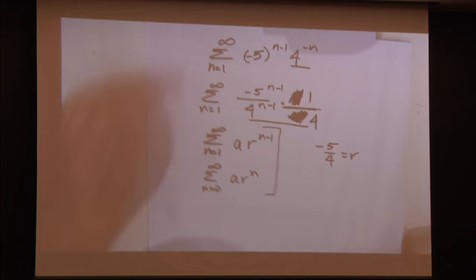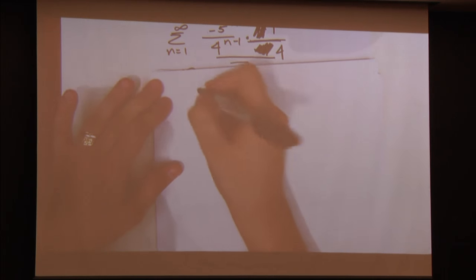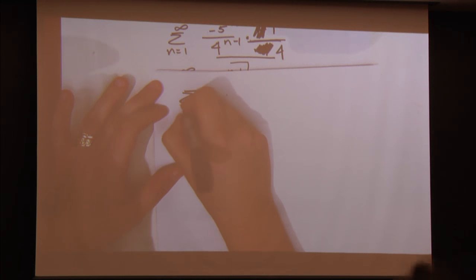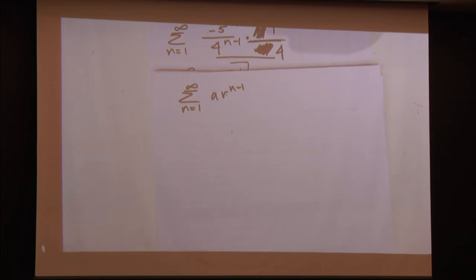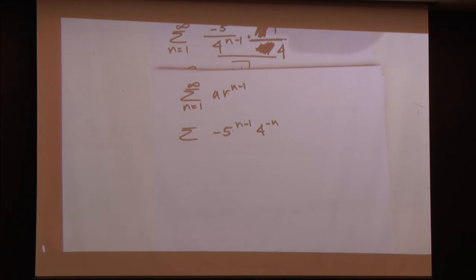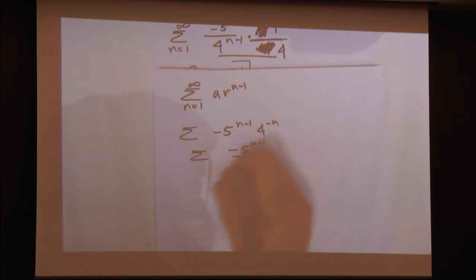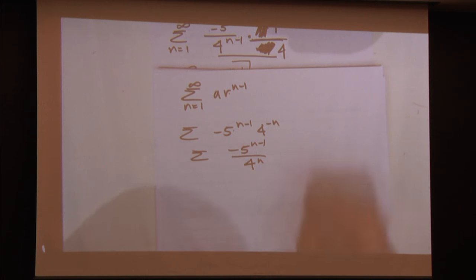I should start over. I'm going too fast in my head. So I want this form. This is what I'm trying to match, right? And I don't have that right now. I have negative 5, n minus 1, 4 to the negative n, right? So if I push it down, I get 4 to the n. But that still doesn't match. I need that n minus 1. And to merge the two together, I need to pull out a 4.